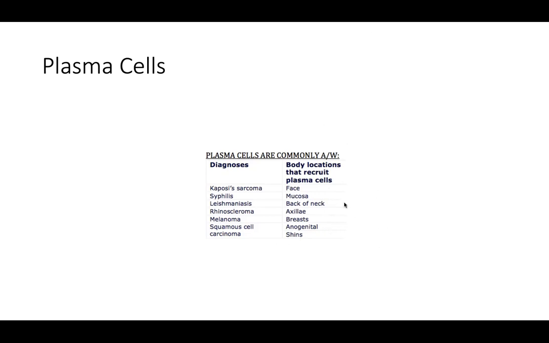So just because you have an abundant amount of plasma cells does not mean that you have any of these diagnoses to the left. It could just mean that it's a part of the reactive inflammatory infiltrate, and it's something to keep in mind. But when you do see a lot of plasma cells, you should be thinking if any of these other entities make sense in the clinical context.